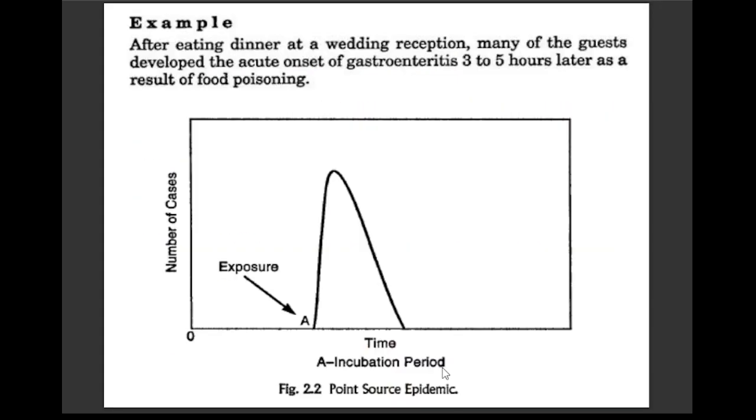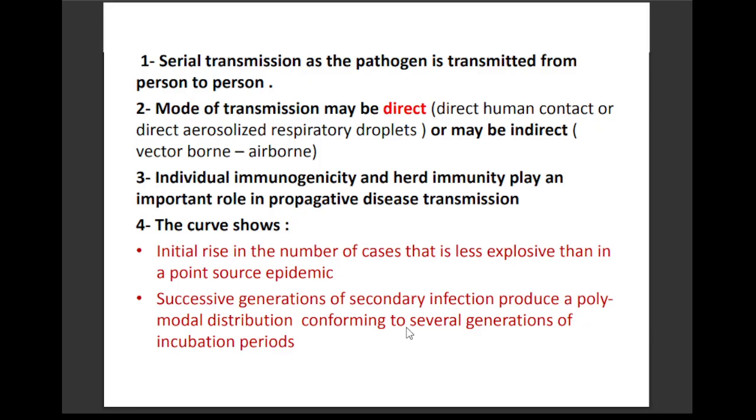For example, after eating dinner at a wedding reception, many of the guests developed acute onset of gastroenteritis, that is, food poisoning. Immediately after, say, 3 to 5 hours, the infected people are limited. Only the people who were part of that gathering, who ate that food, caught the food poisoning. After 3 to 5 hours of incubation, they showed their symptoms, and they did not spread the infection to any other individuals. So after a particular span, say 8 to 10 hours, the infection lowered down.